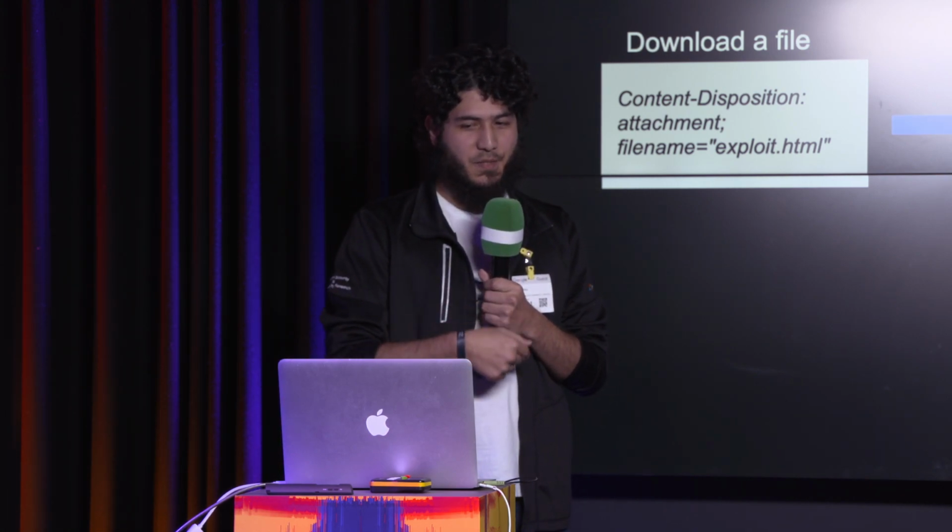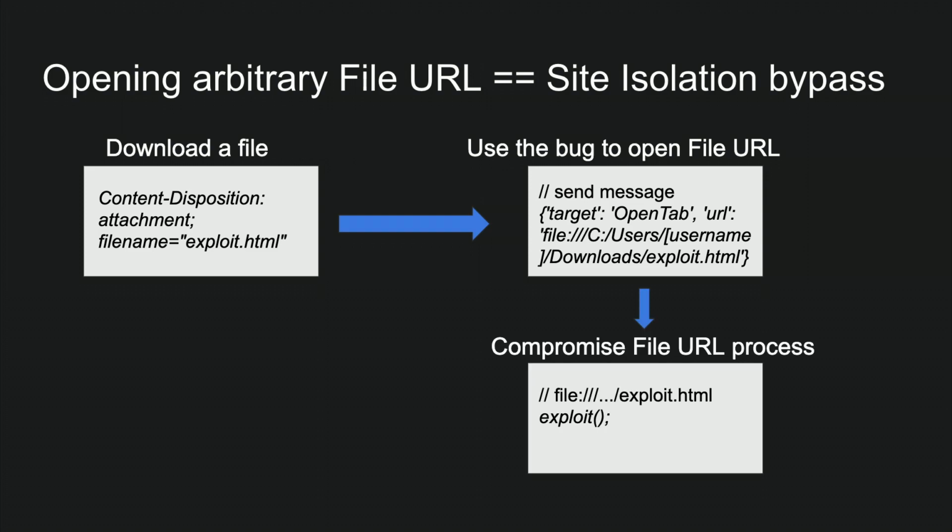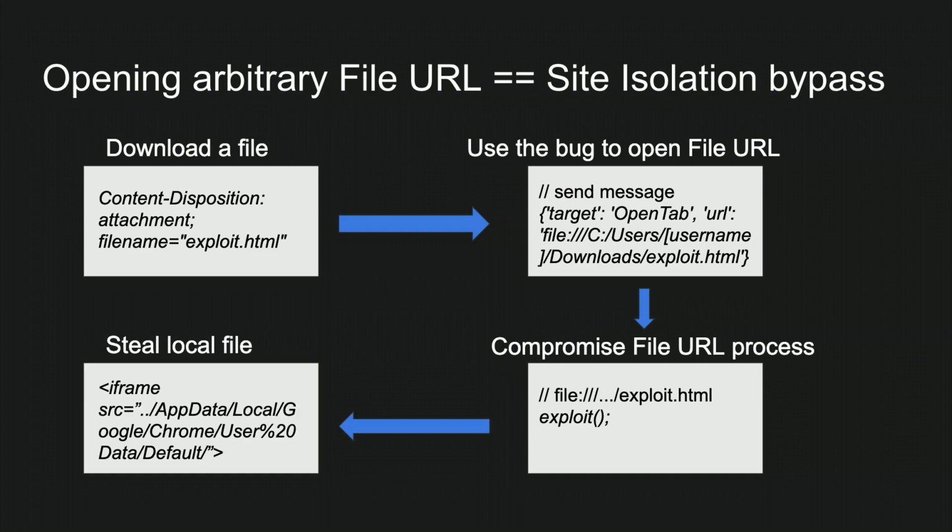Use this bug to open this URL. You need to get the username, but this is actually in the heap of the render process, so you can get it from the heap, or you can even do brute force. Once this local file is open, you can again compromise the render process because it's your file. You can run the exploit there again. Now you can include any file in a local file iframe, and then you can steal any local file.